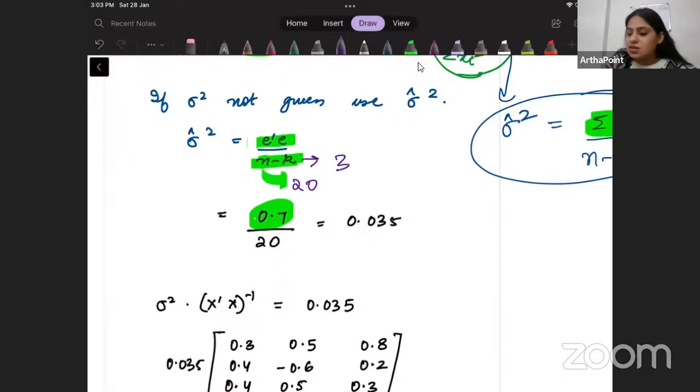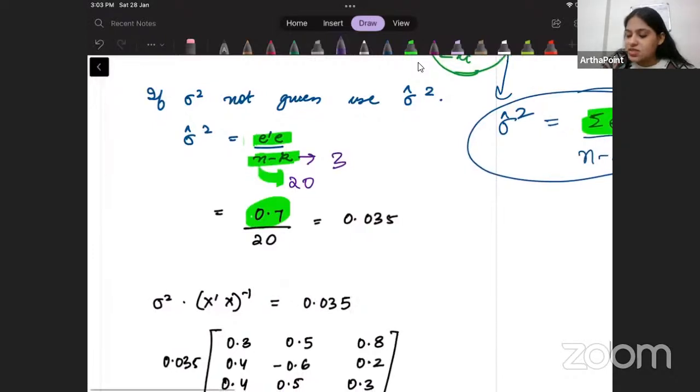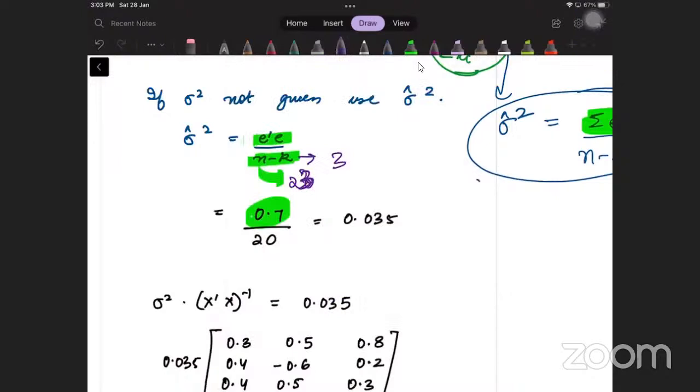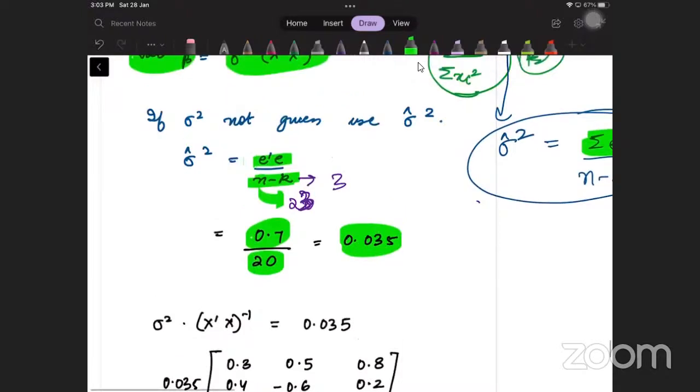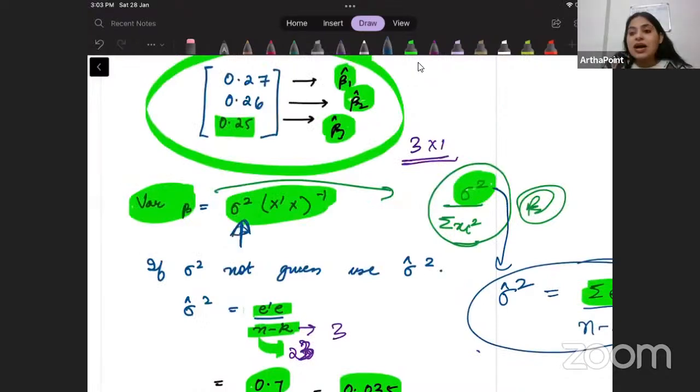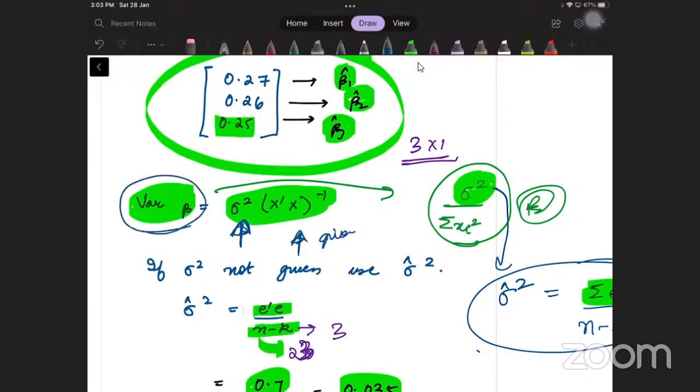So 20 minus 3 will be not 20. This is given to us as 23, sorry. So 23 minus 3 is going to be 20. So my denominator will become 20 and this will be sigma hat square. So I have got sigma hat square, meaning this value. Sigma and x transpose x inverse, this is given to me. So I can find variance of beta also. So this is exactly what I have done.